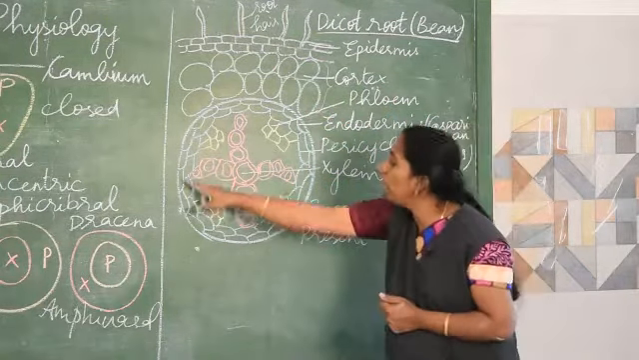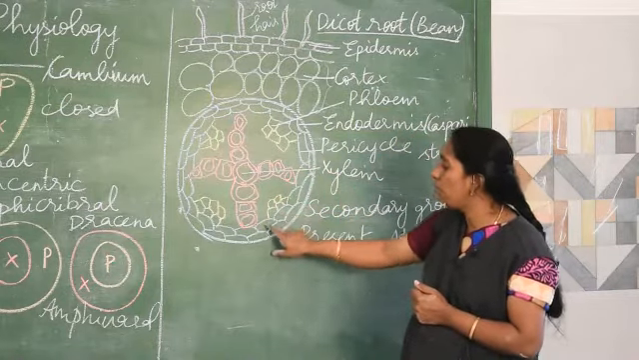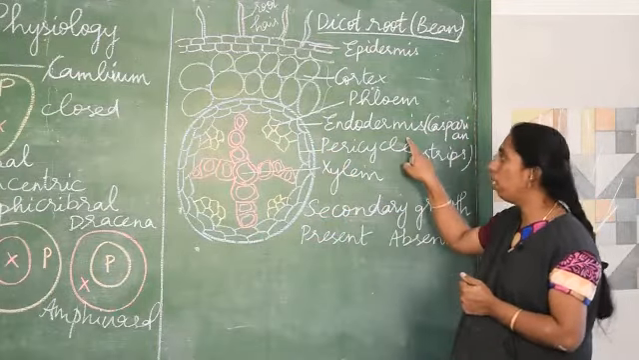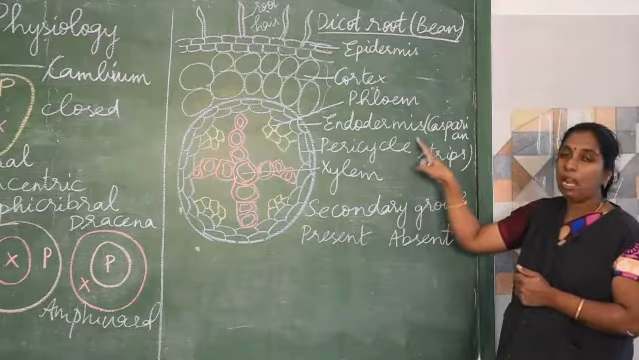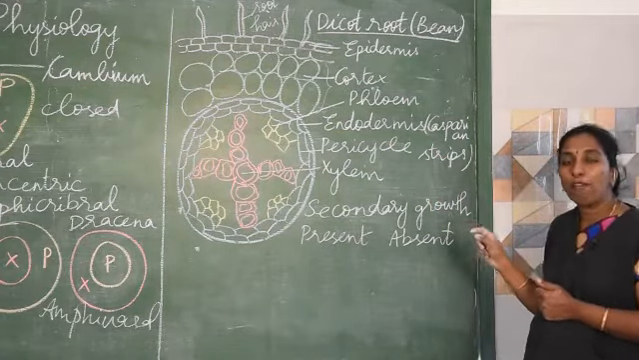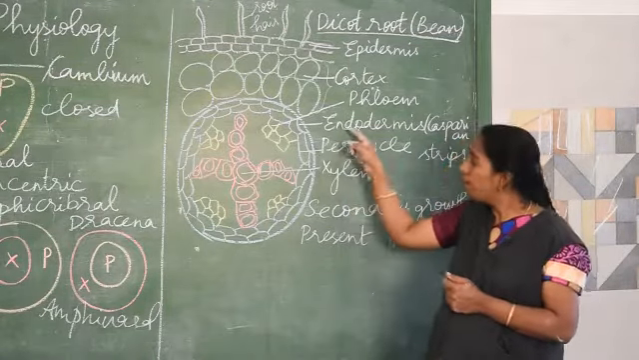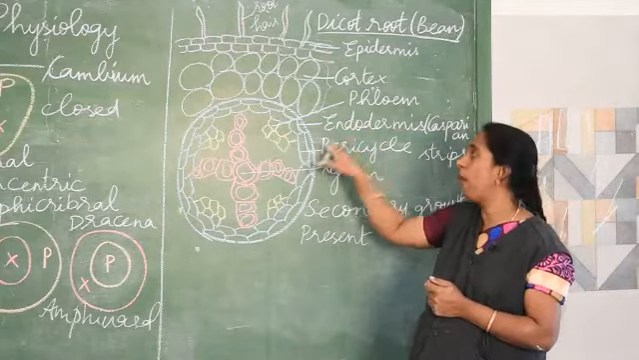Next comes the endodermis. See here, I have drawn two layers of blue color. The first layer is called the endodermis. What is the first layer? Endodermis. It is made up of Casparian strips, which will help in the flow of food substances to pass through it.